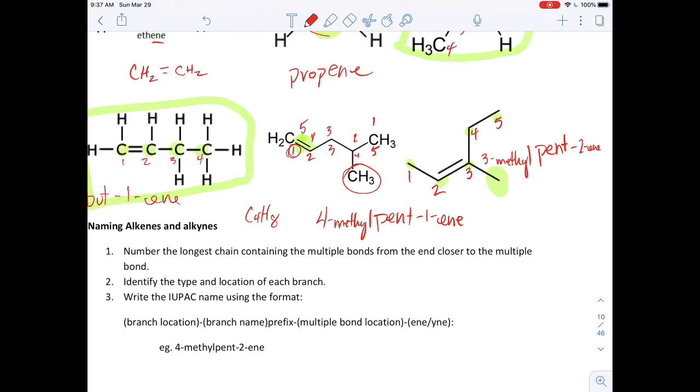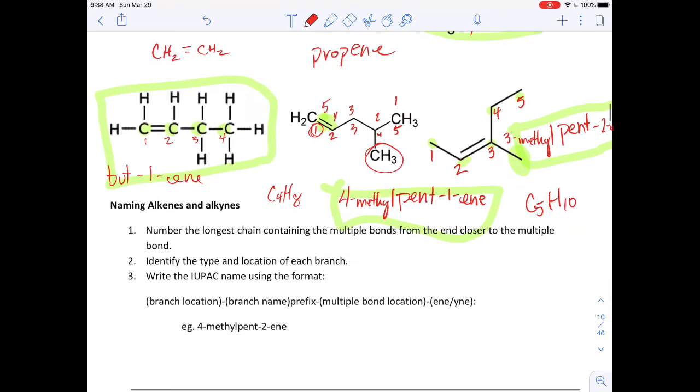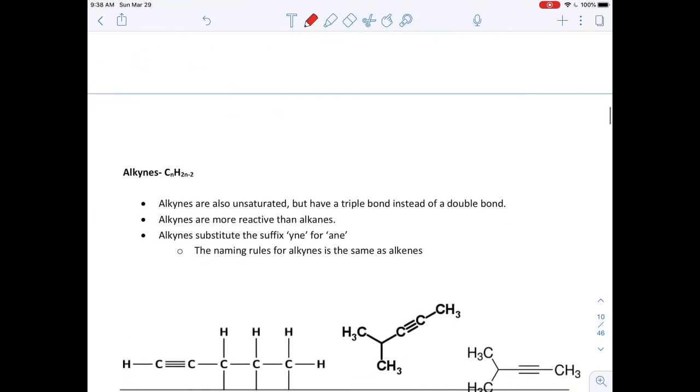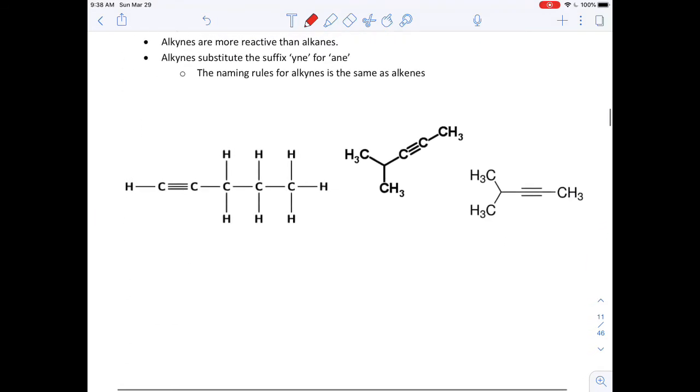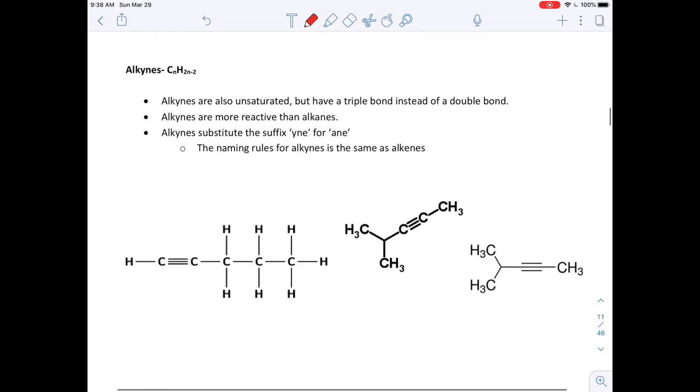pent-2-ene. And so these are also isomers because they have the same molecular formula. They'll both be C5H10, but they have different names and different structures. So that's how you're going to name alkenes and alkynes. When it comes to drawing them, they get pretty easy. I'll just give you a quick overview of alkynes. So alkynes use the exact same naming process as alkenes, except their suffix is -yne instead of -ene.